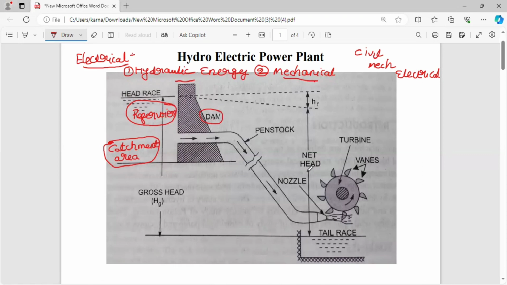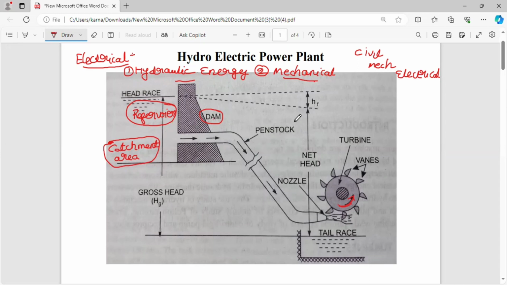Our target is, in any hydroelectric power plant, hydraulic turbines are there. The function of hydraulic turbines is to convert the hydraulic energy into mechanical energy. Mechanical energy means you have to rotate the wheel of the turbine. So our target is always to rotate the turbine wheel. To rotate that turbine, you initially supply hydraulic energy. So from the reservoir to the turbine, you have to supply the water.